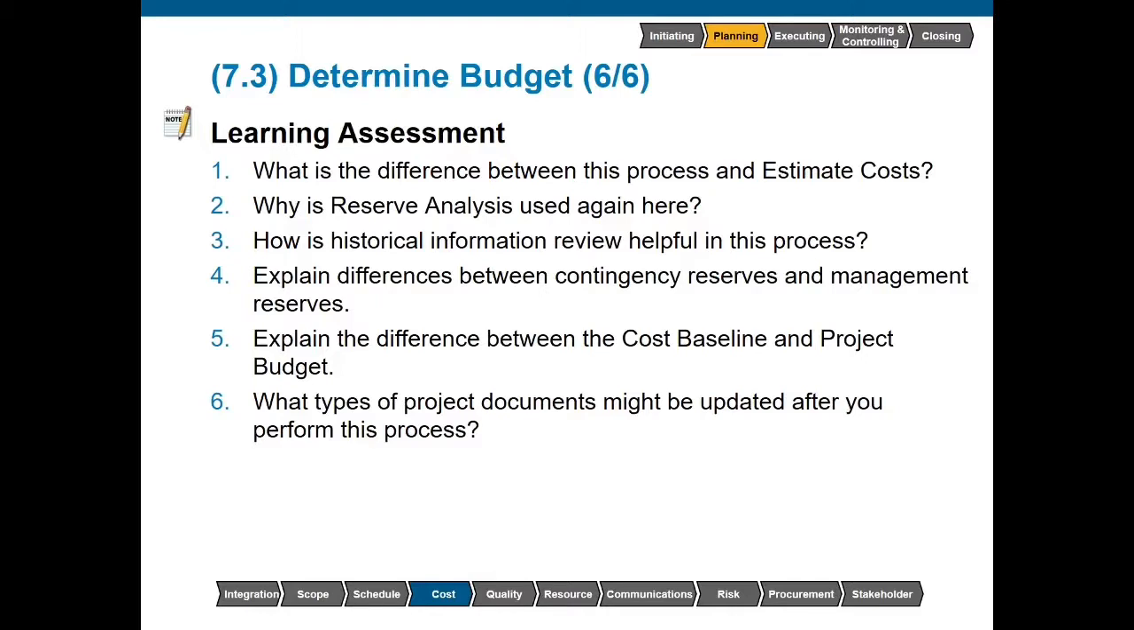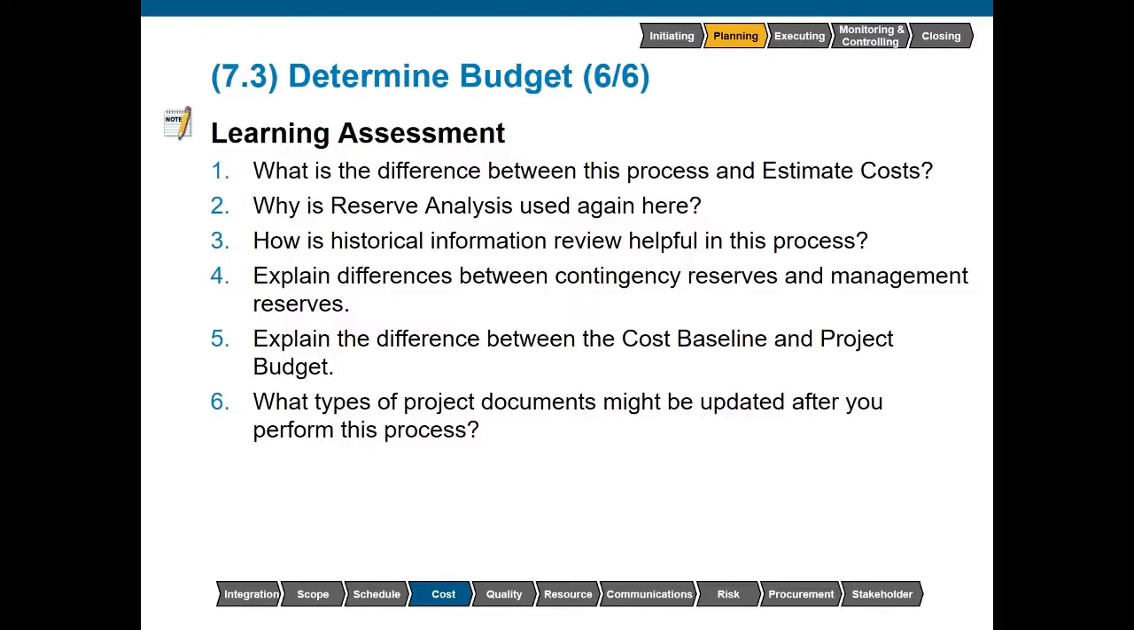Why is reserve analysis used again here? There are two types of reserves that we're primarily going to see. We're going to see reserves for time and for money. And we're concerned primarily with the reserves for money, making sure that we have enough. How is historical information review helpful in this process? Historical information review can assist the project manager and the project management team to accurately predict the total project cost. Now, this is assuming that the underlying data is accurate, the parameters used are quantifiable, and that the model is going to be scalable.